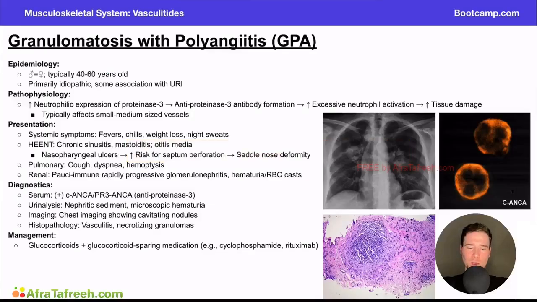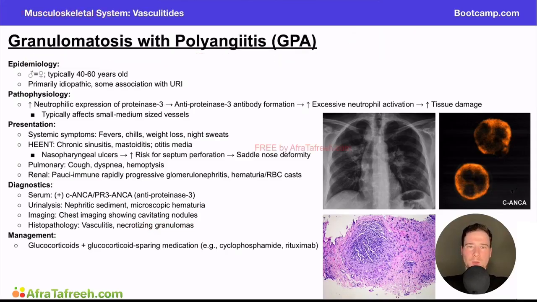So in this next video, we're going to talk about granulomatosis with polyangiitis, sometimes abbreviated as GPA. This was also formerly referred to as Wegener granulomatosis. Now, don't confuse this condition with a similar condition we talked about in a different video called EGPA, which is eosinophilic granulomatosis with polyangiitis. This is simply GPA, granulomatosis with polyangiitis, and we'll see a little bit more why that is in a minute.